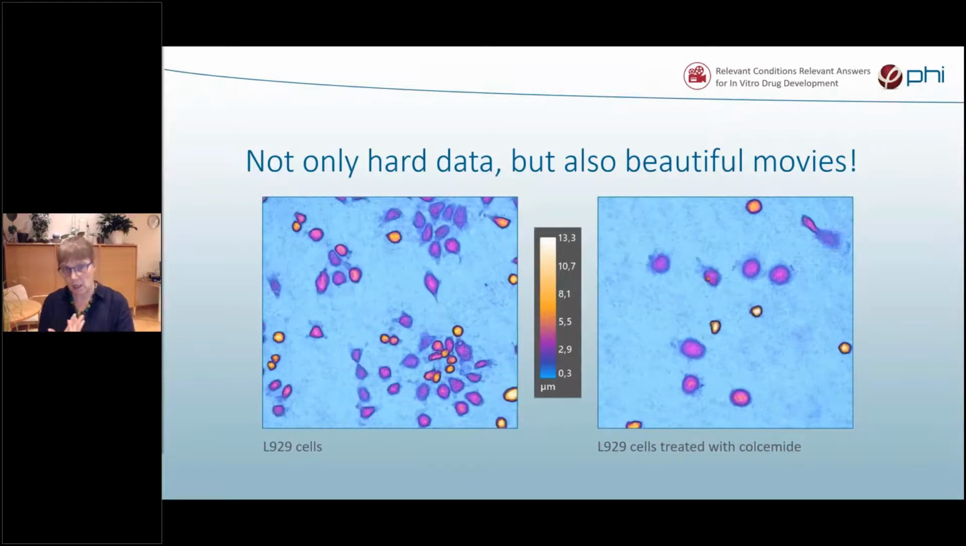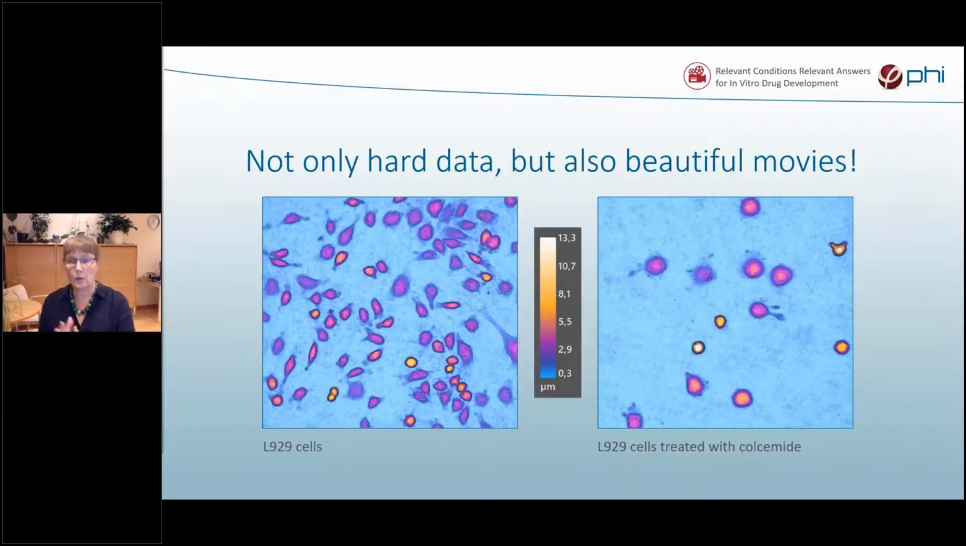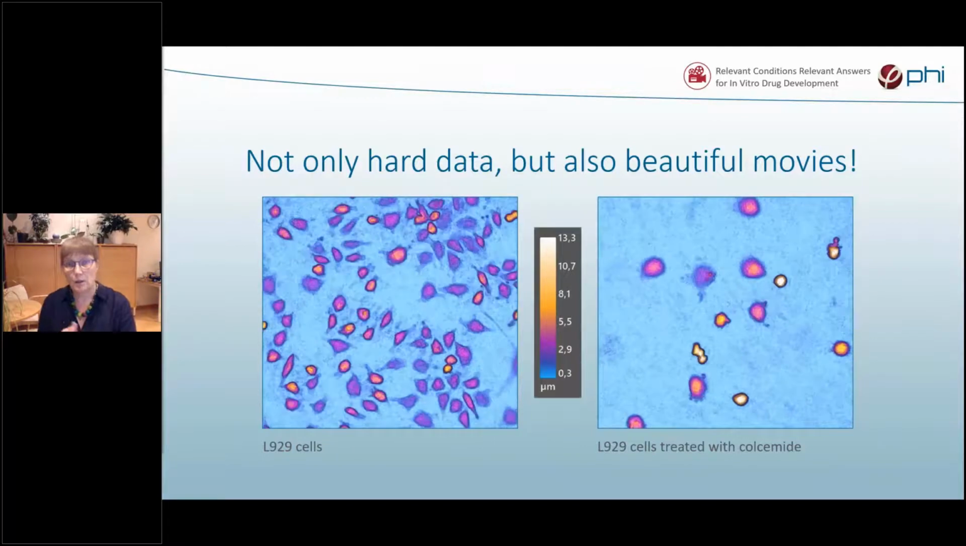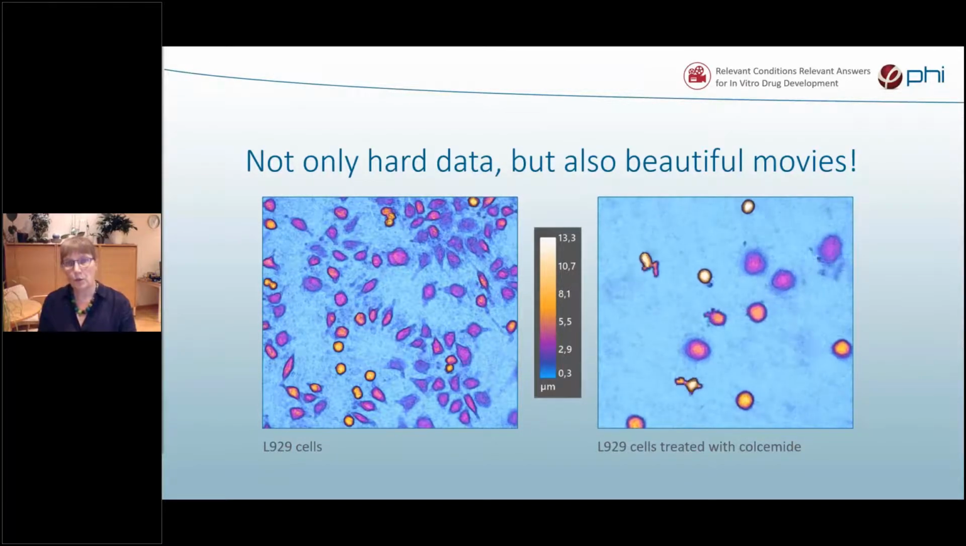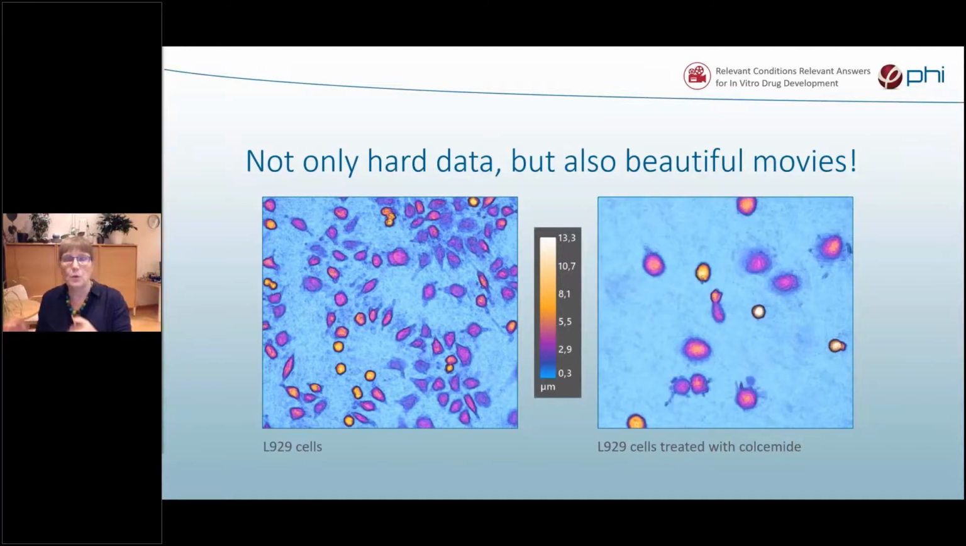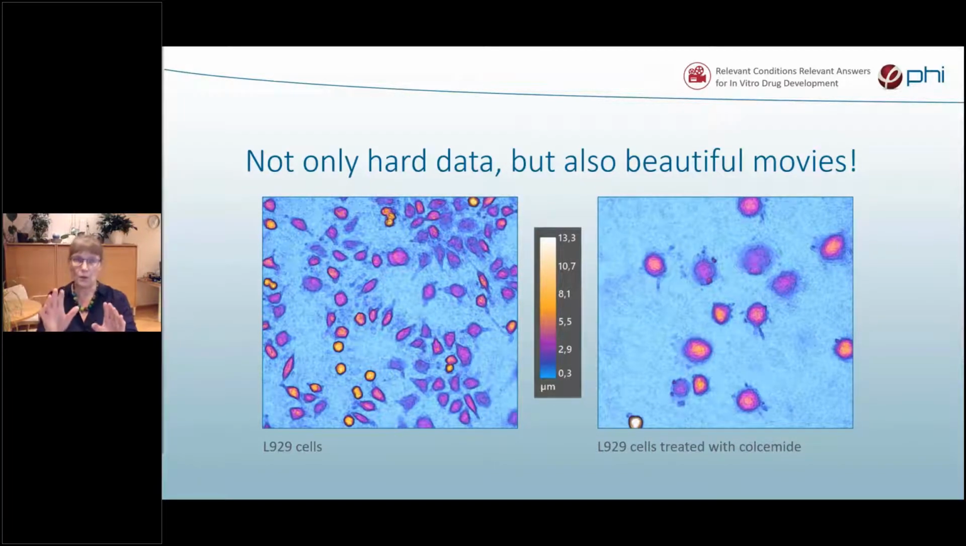Colcemid will inhibit or will arrest cells in G2, cause a G2 block. So cells will just become larger and larger. The movies show approximately 2 hours for every second that the movie is running. So these cells have been running for 48 hours. And you can see at the end of that, that treated cells are much larger than the control cells.